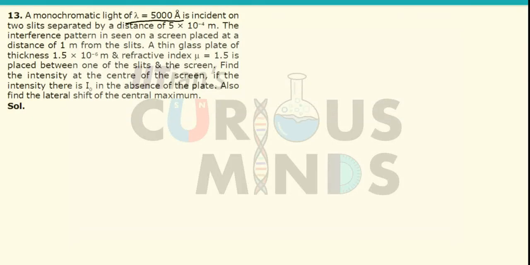Monochromatic light of wavelength 5000 angstrom is incident on two slits separated by a distance of 5 × 10^-4 m. The interference pattern is seen on a screen placed at a distance of 1 meter from the slits. A thin glass plate of thickness 1.5 × 10^-6 m and refractive index 1.5 is placed on one of the slits. Find the intensity at the center of the screen.